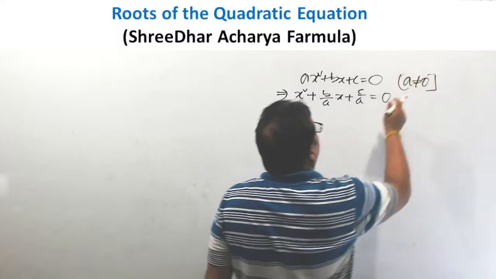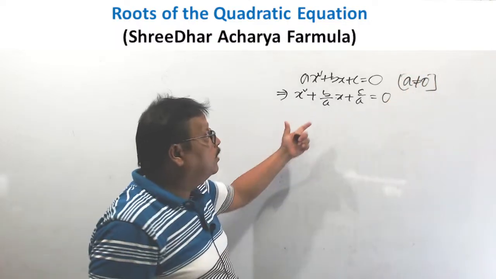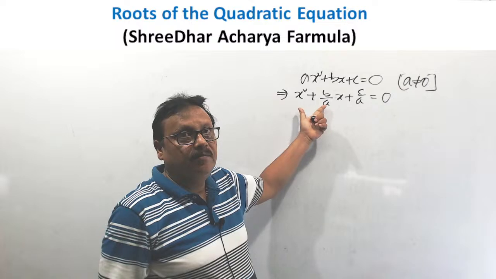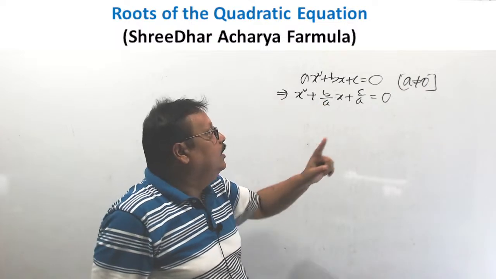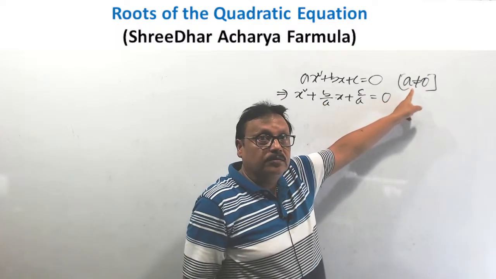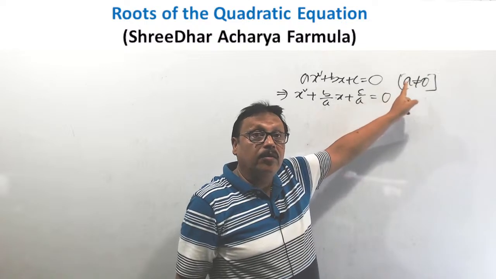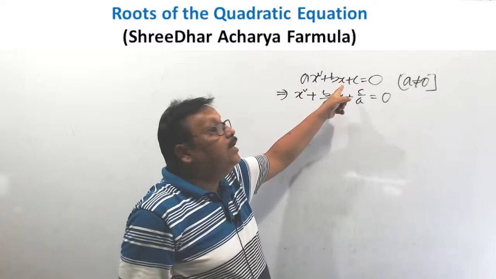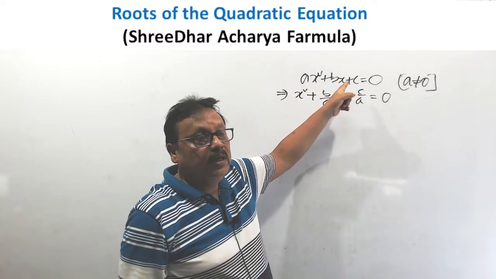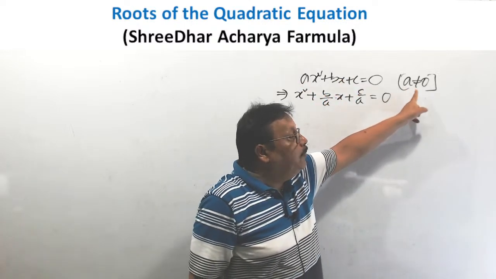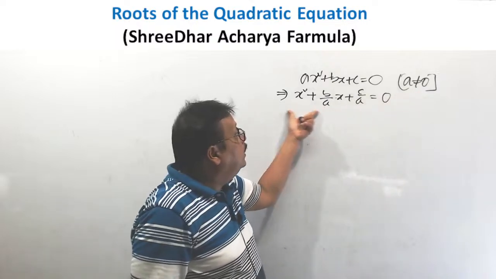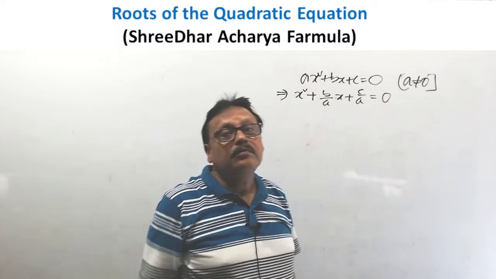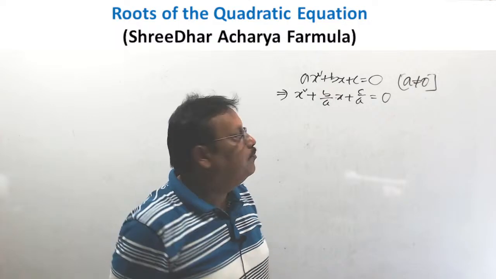That's why we can divide by a, otherwise you can't divide by a. Remember the condition: since a is not equal to 0, this is provided a is not equal to 0. If a equals 0, then it will return a linear equation, not a quadratic. Since the value of a will not be 0, that's why we could divide by a.